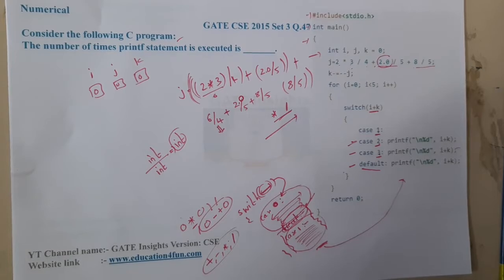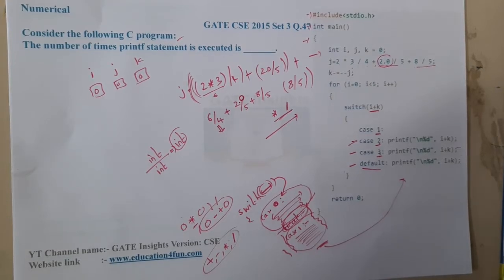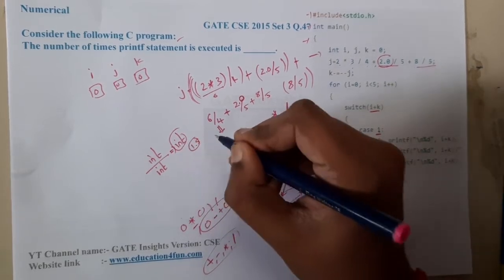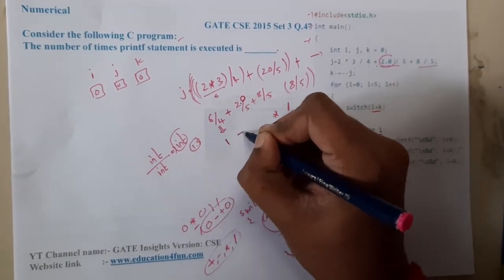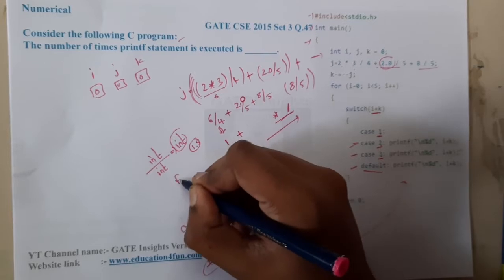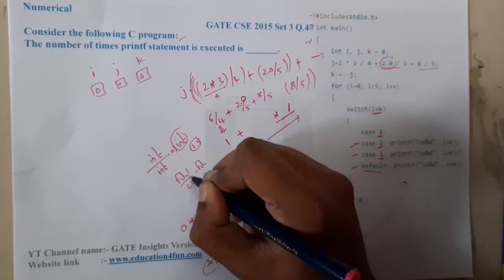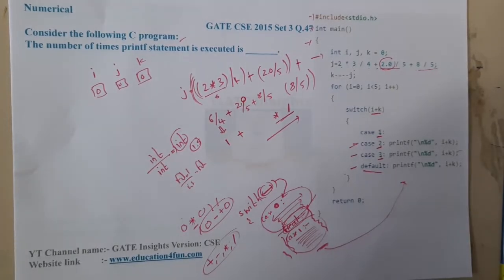So if you divide 6 by 4, what will be the result, guys? It is 1.5, but you are taking only the integer, so it will be 1 plus here it is 2.0. So float by int is equal to float, guys. If you do float by anything, you will get the result in float only.